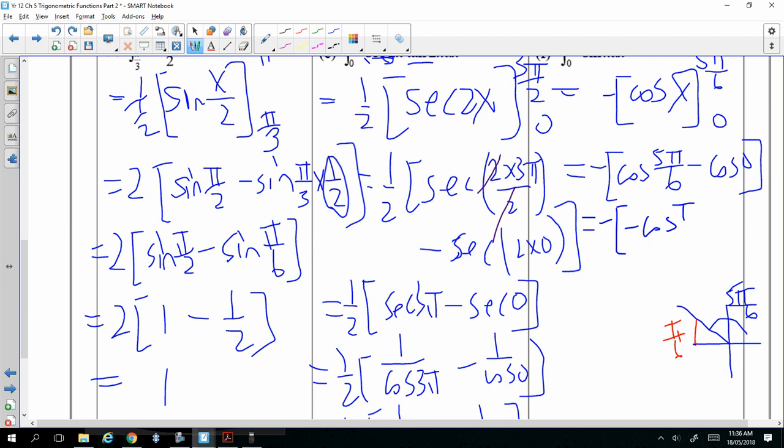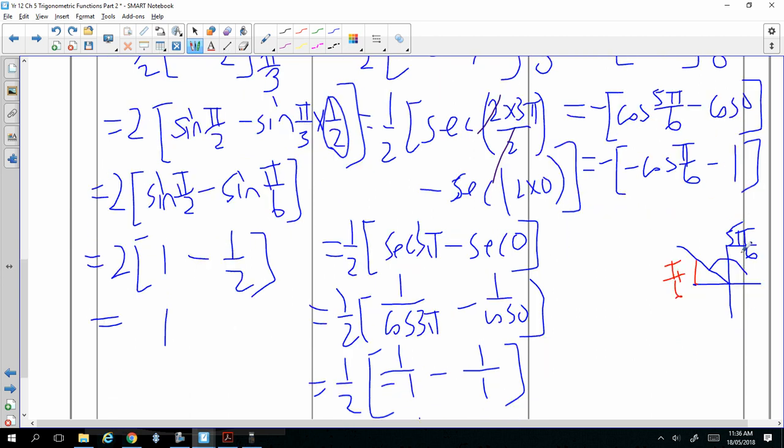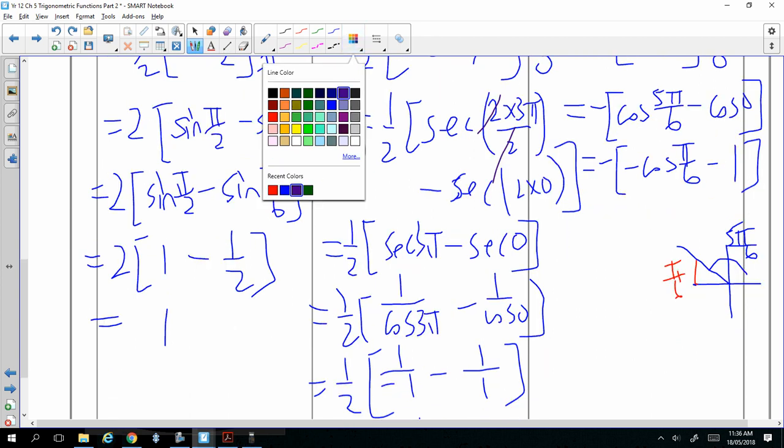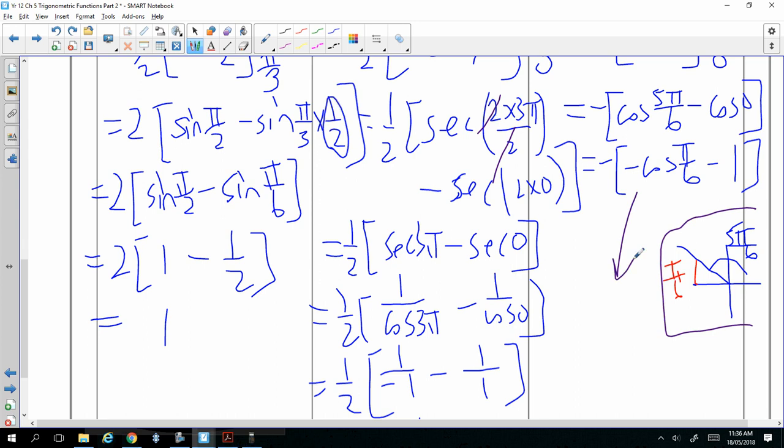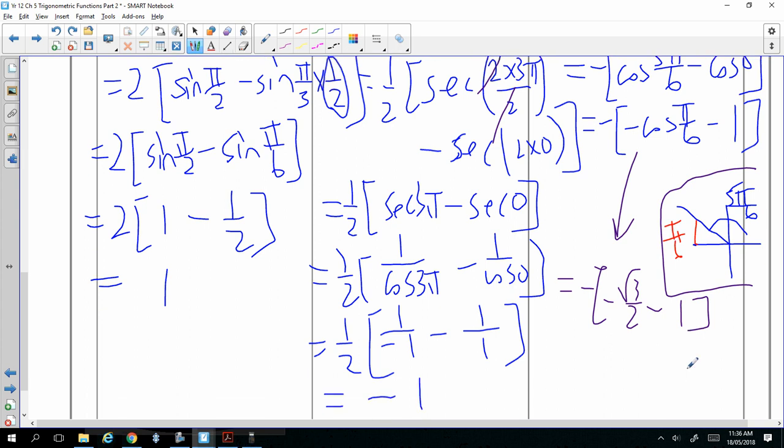What's the exact value of cos pi over 6? Root 3 on 2. So you have to remember cos 0 is 1. So you continue to do that. Let's draw a box. Continue on. Negative root 3 over 2 minus 1, which there's no like term. The negative, you cancel both of the negatives, like that, as your final answer. So you do need to know your exact value in this topic.